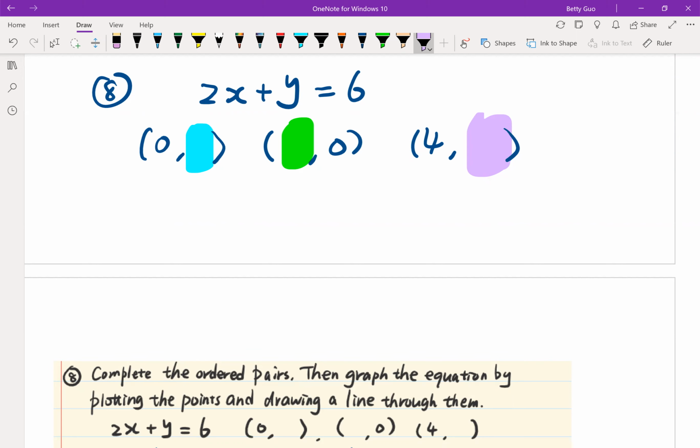When you plug in x equals 0, what is y? 6, awesome, exactly. Perfect. All right, let's see, how do we find the green? Plug in y equals what? 0, awesome, please do so.